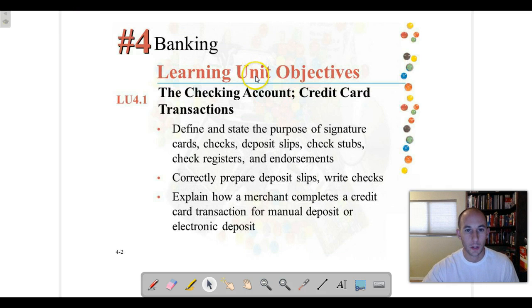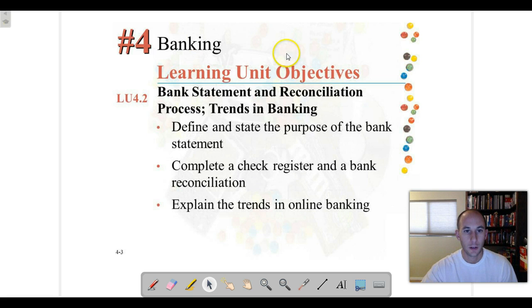So today we're going to cover what a checking account is, and we're going to talk slightly about some credit card transactions. Then we're going to go over a bank statement, and then we're going to cover a reconciliation process and a problem.